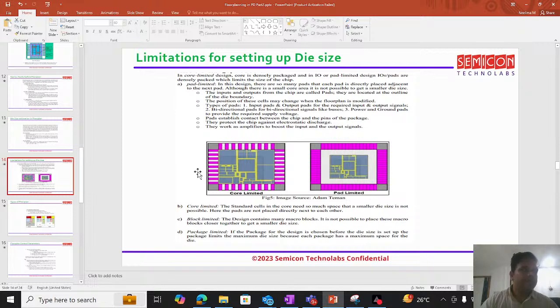So full chip designers who are taking care of the die area, please make a note that these limitations are considered beforehand, while coming up with the SOC area.